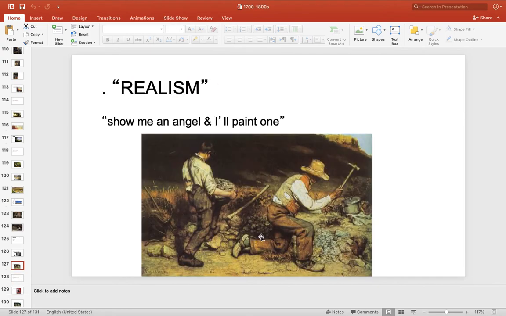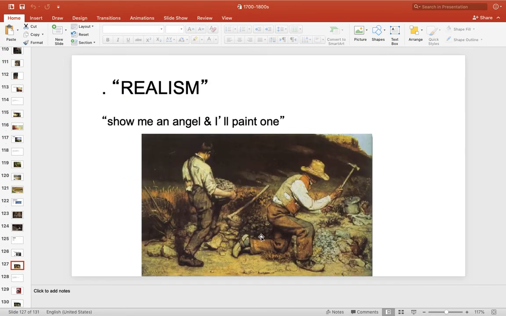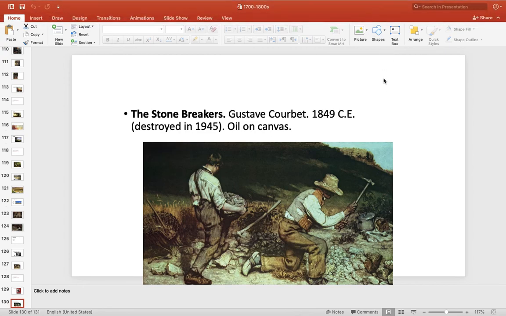Famous for showing actual people, not a king, not a pope, but real people really working. The form is real, authentic, gritty. Connection: I can't think of one right now. Okay, that was fast, but there we go.